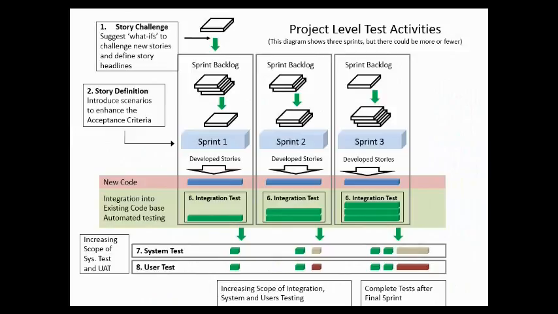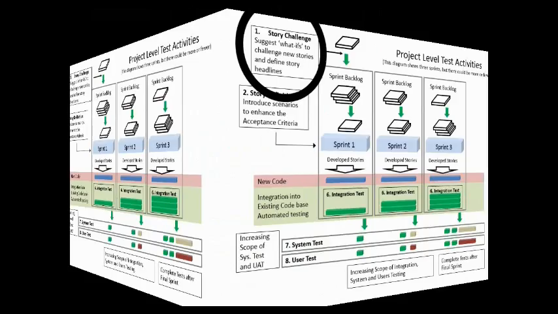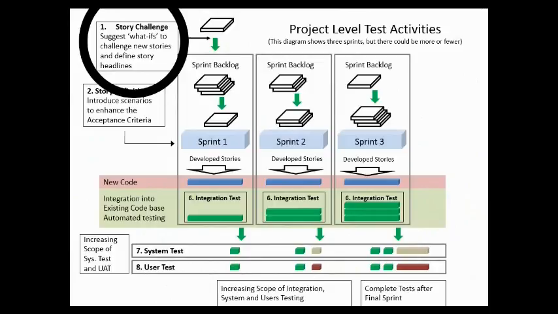Now outside those 3 sprints, we have some activities, and I'm going to talk about numbers 1, 2, 7 and 8. These are the project level activities. So the first one would be story challenge, what we call story challenge. So this is where, before a story is entered onto the backlog at all, the tester will challenge it. They will create scenarios or acceptance criteria, if you like, to example the story, to challenge whether it is well enough understood to be incorporated into the project. So it's like a first pass test of the knowledge required to build software.